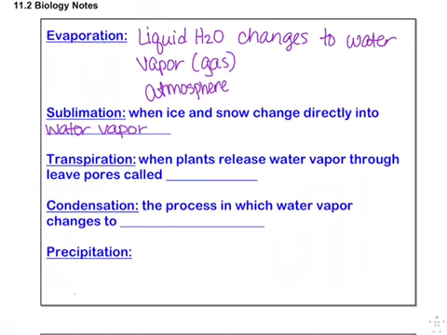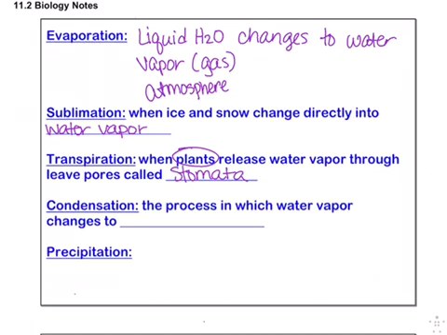Transpiration is when plants release water vapor through pores in their leaves called stomata. So transpiration is a form of evaporation. The specialty about it is that it's dealing with plants. We don't say plants evaporate water. They transpire water.